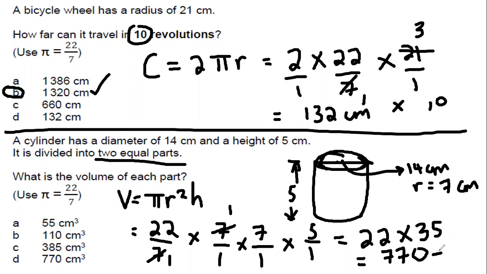But we need to divide it by 2, don't we? Because they said that it is divided into 2 equal parts. All right. So what is that now? 385. Okay, right. So that's the answer.